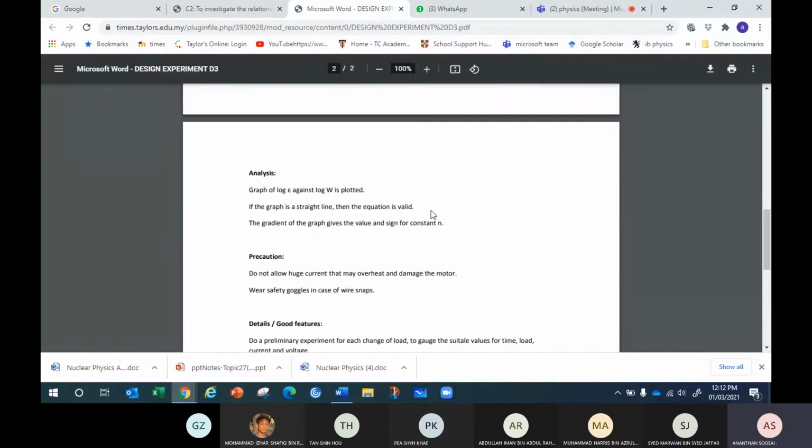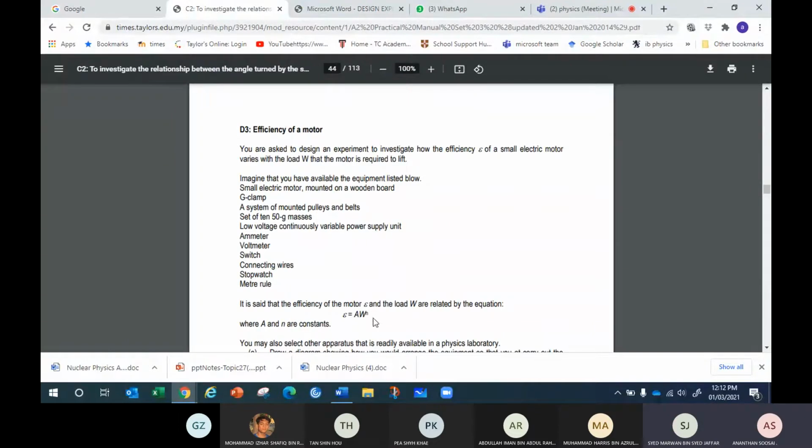So after that, analysis. For the first time, a log graph is to be plotted. Why plotted? Because the equation is what? The equation is efficiency equals AWN. So you want to plot A and N. The N you need to find, so you have to bring down the N. So you have to bring in log or ln.